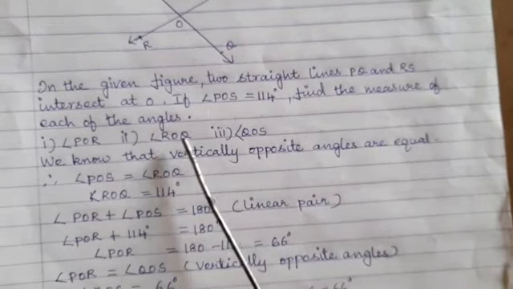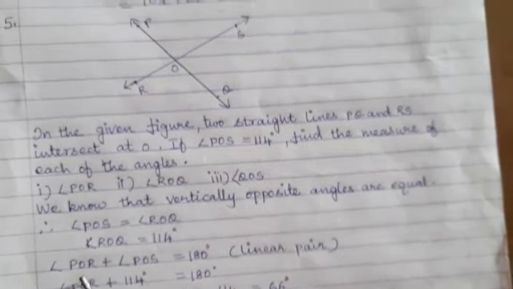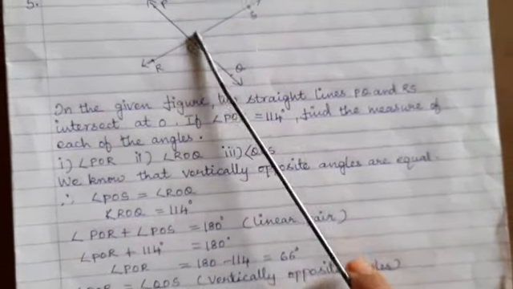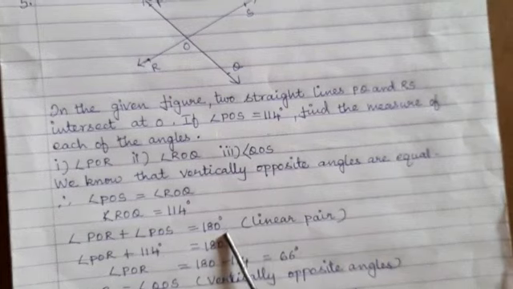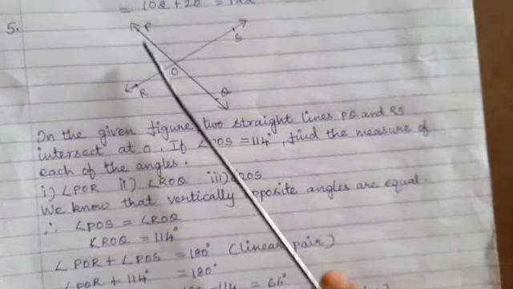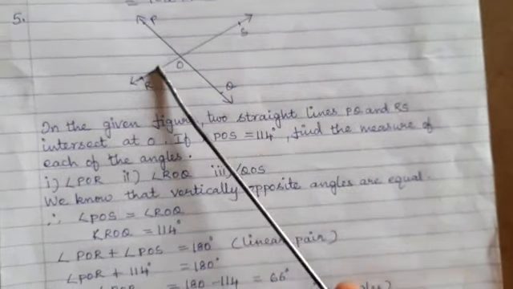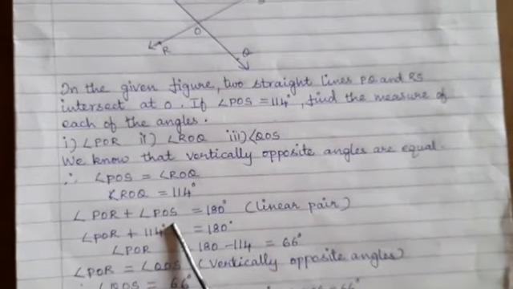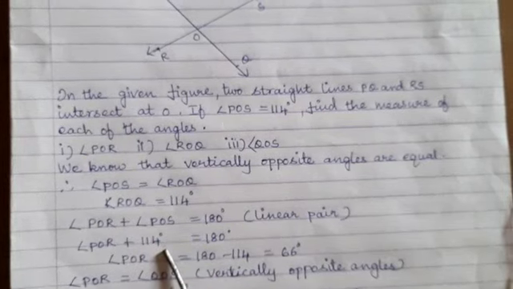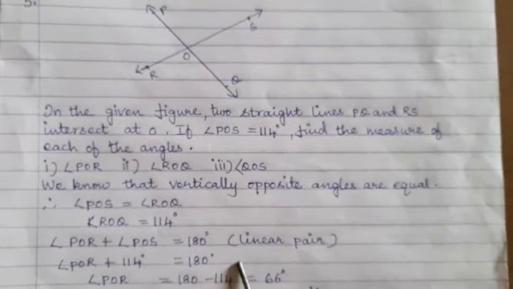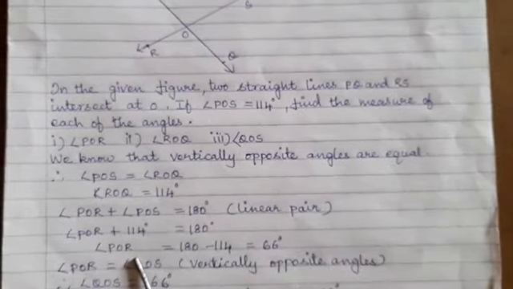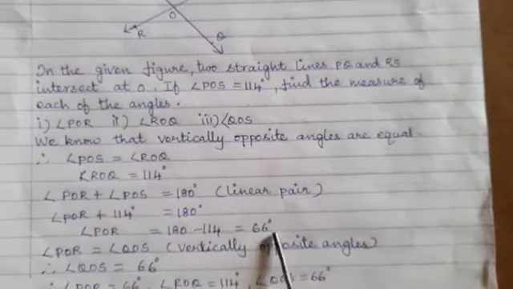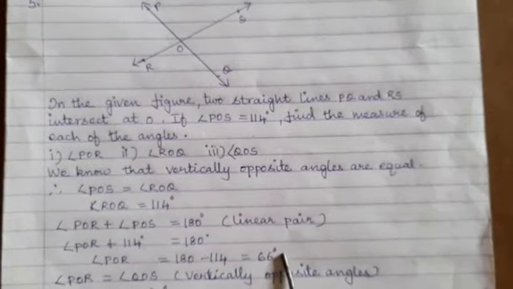Second one, POR we have to find out. So POR plus POS equals 180 degrees. That is a linear pair. So the ray stands on a line, forming a linear pair. So POR plus POS, we know that is 114 degrees, which is equal to 180 degrees. Therefore angle POR equals 180 minus 114, which is equal to 66 degrees.